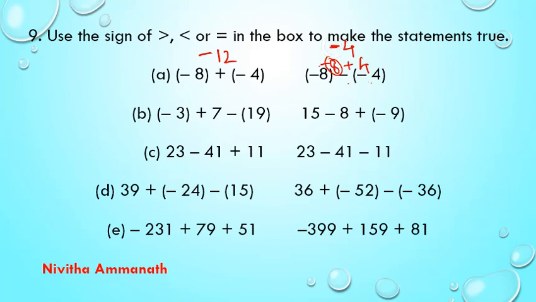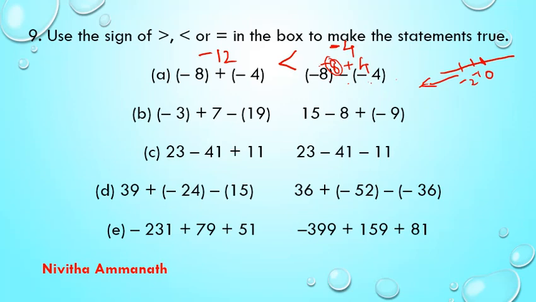So how to write? Is it greater than, less than or equal to? Minus 12 is less than. In the number line, from 0, here it is minus 1, here it is minus 2. From here to here, it is smallest here.